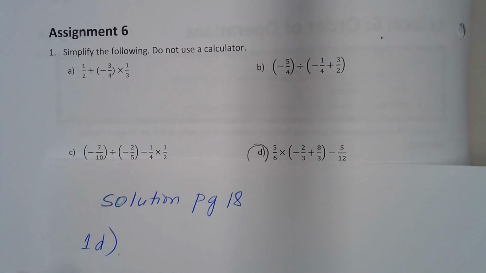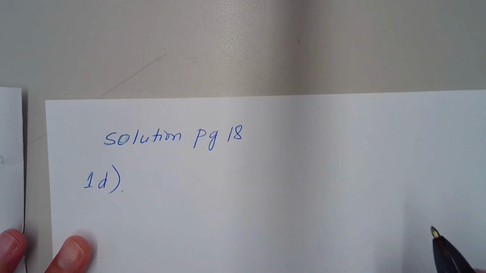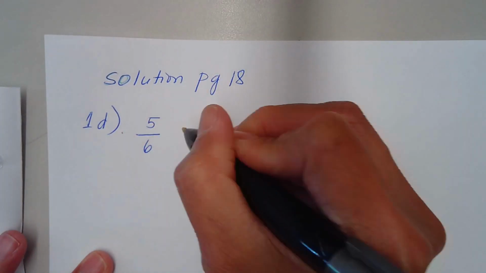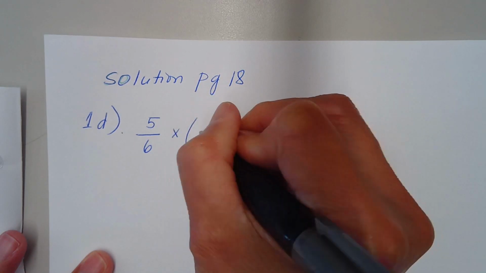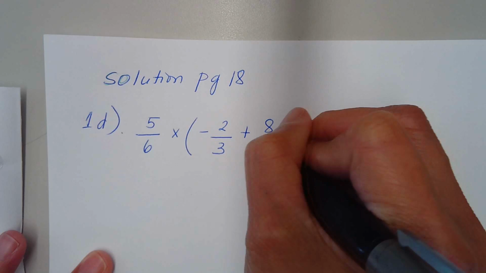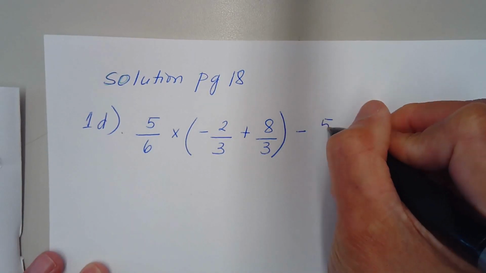So this is for number 1D. Okay. Number 1D looks like this: 5/6 times negative 2/3 plus 8/3, in brackets, minus 5/12.